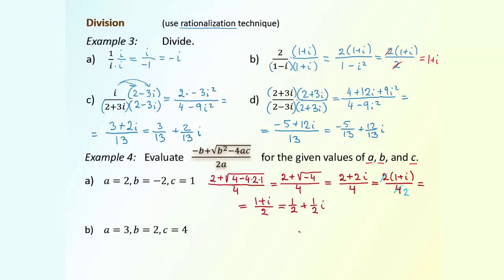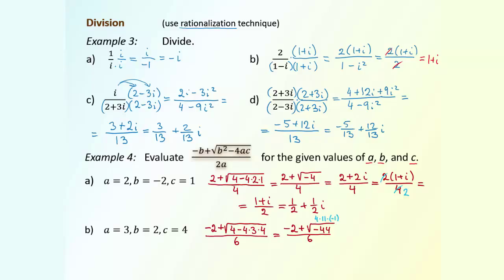And the last example, a is 3, b is 2, c is 4. Let's calculate the quadratic formula. It will be -2 for b, plus square root of 4 minus 4 times a, which is 3, times c, which is 4. Everything over 2 times a, which is 6. To simplify, we have -2 plus square root of 4 minus 48 is -44. Everything over 6.